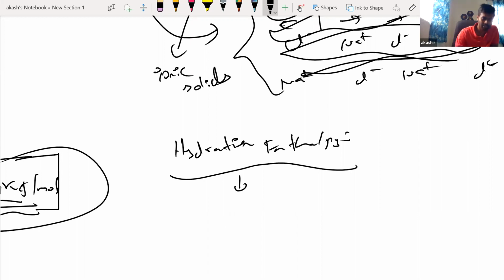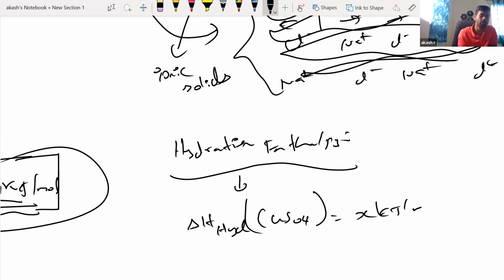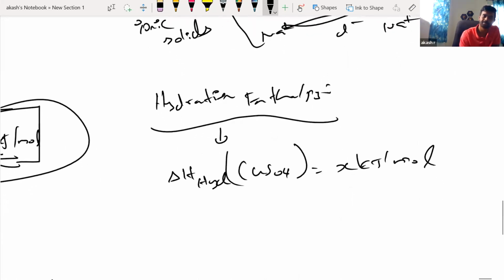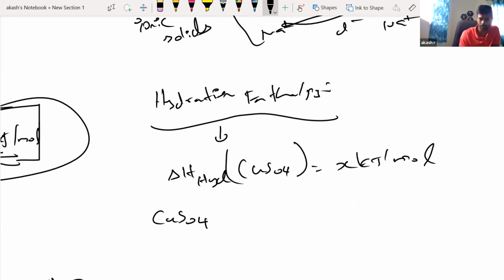Now it is very simple to understand, people. Look at this. Say, for example, if I want to say enthalpy of hydration of CuSO4, enthalpy of hydration of CuSO4 is some X kilojoules per mole. Now we have to take your anhydrous CuSO4, right?